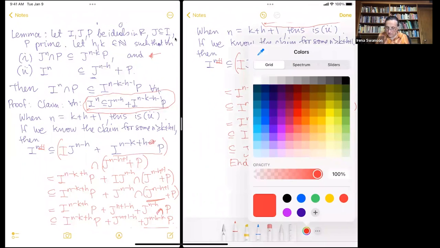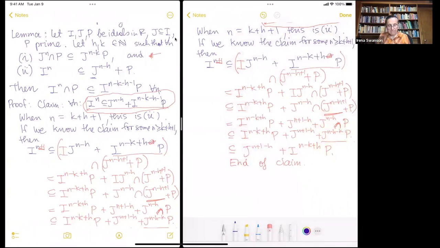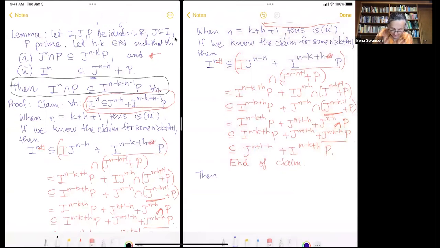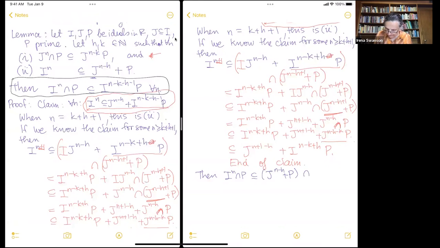Maybe I should go back to blue color. Okay. So now let's go back to, we really want to prove this inclusion then. Okay. So then, what do we have? I^n intersected with p. Well, we use assumption two. This is contained in J^{n-h} plus p intersected with p. Actually, no, we will use the claim. What does the claim say? The claim says that I^n is contained in J^{n-h} plus I^{n-k-h-1}p, and we intersect that with p.